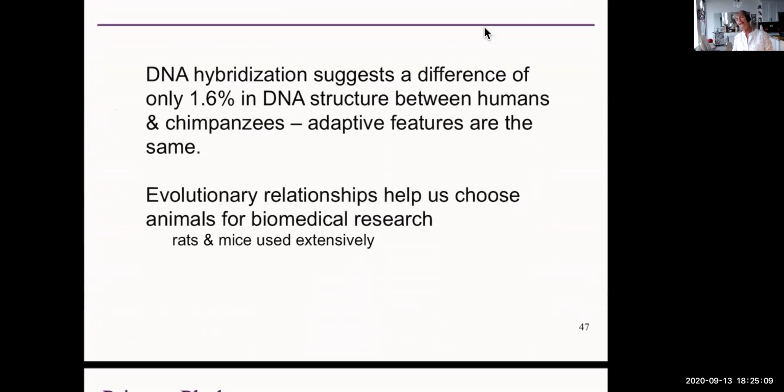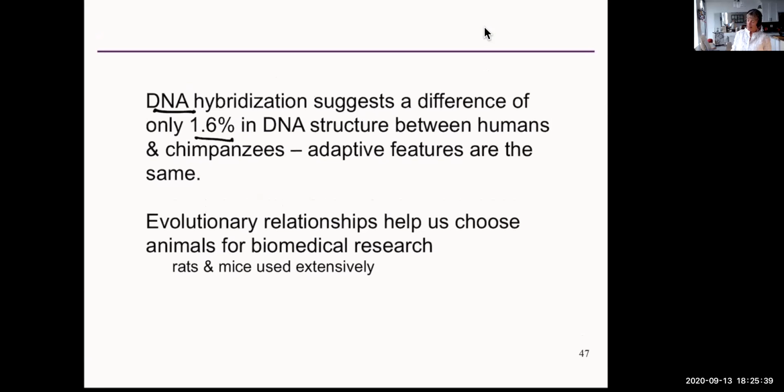And there's many different ways in which we can tell what our ancestry would have been like due to who we're more closely related to now. So DNA hybridization is a method by which you can tell how much DNA is similar between different species. We are approximately 1.6% different from chimpanzees, and our adaptive features are very much the same. You and I are related by our differences are about 0.1% between humans.